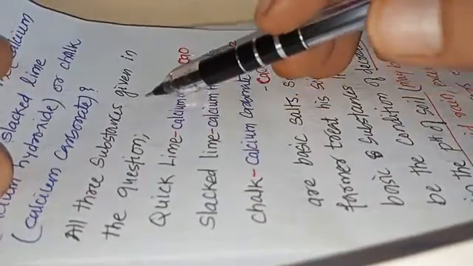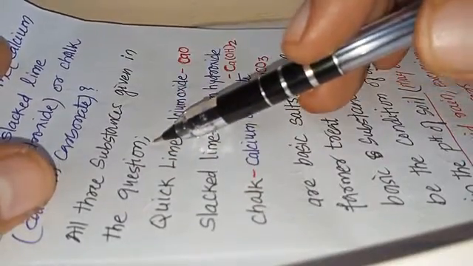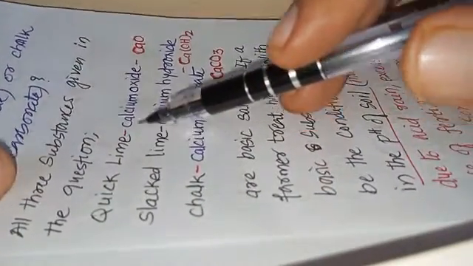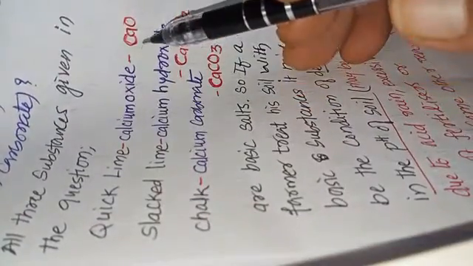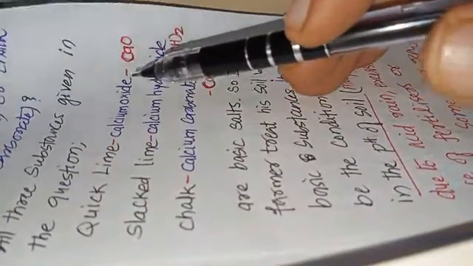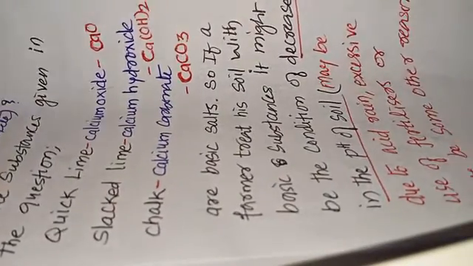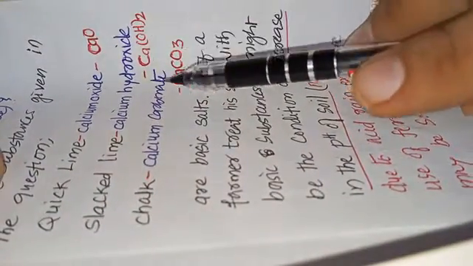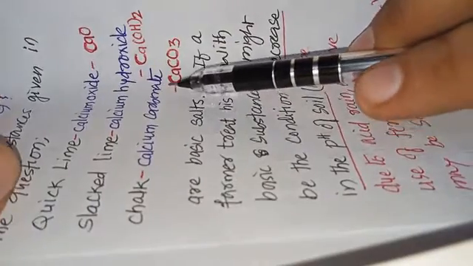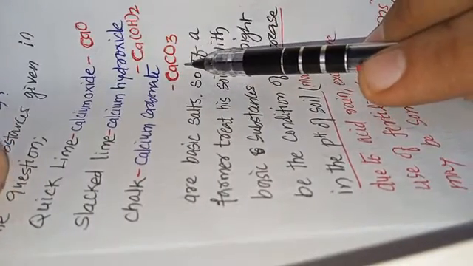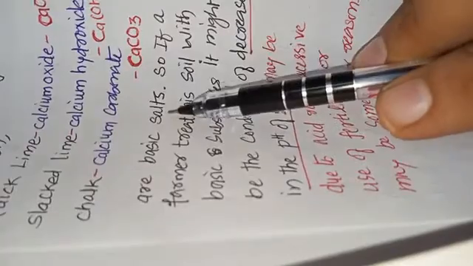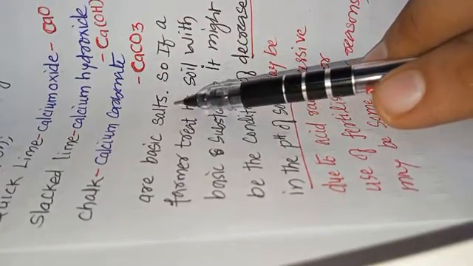All three substances given in the question, quicklime, that is your calcium oxide, which is known as CaO, slaked lime, which is your calcium hydroxide, that is also known as Ca(OH)2, and chalk, which is your calcium carbonate, the formula is CaCO3. All these three are basic salts.